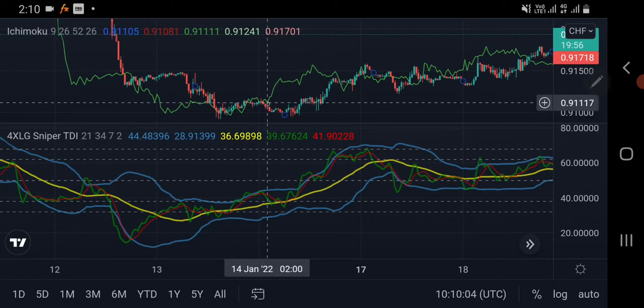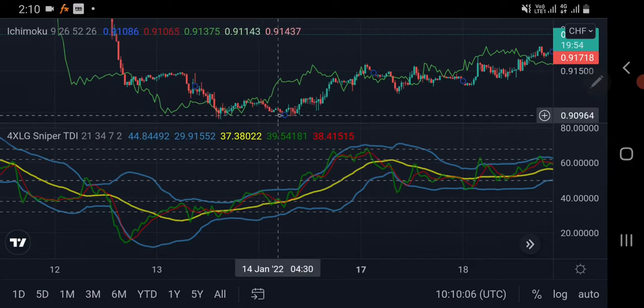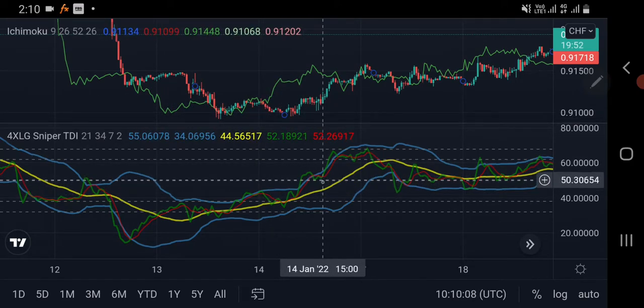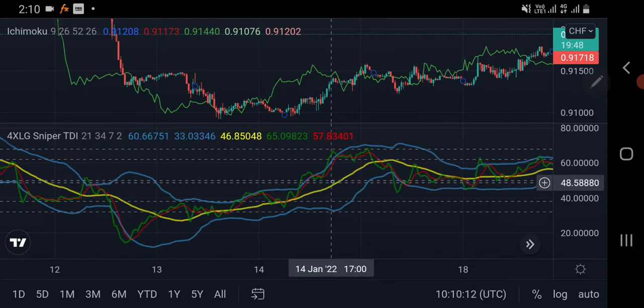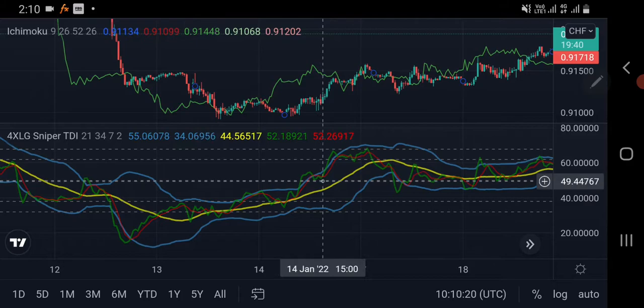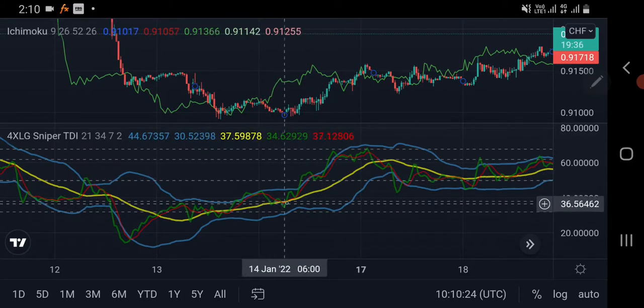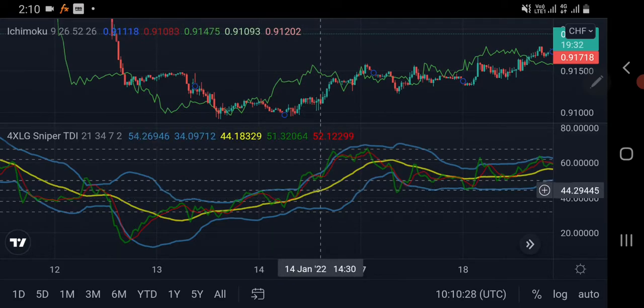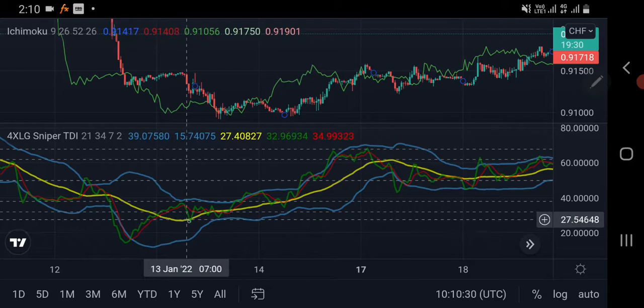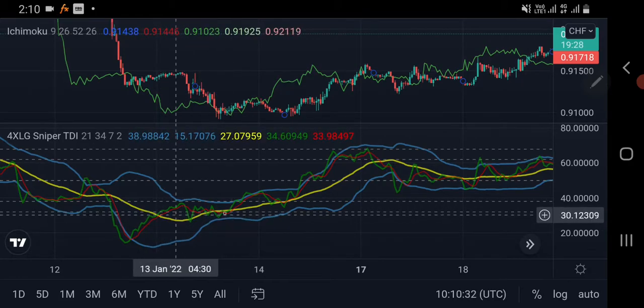So now confirmation number one is the Chikou span, the backspan, is above the candle price, and the TDI is already over the 50 line right here, and it shows our green line crossing over the red one at this point, and it has already crossed the slow moving average, the yellow one, from this point, if you remember.